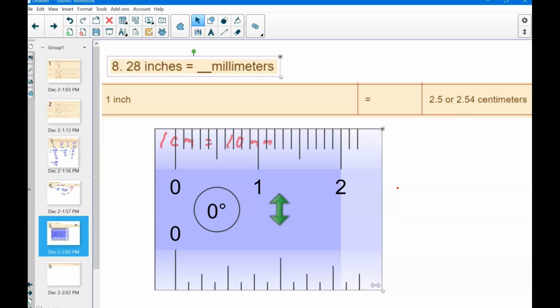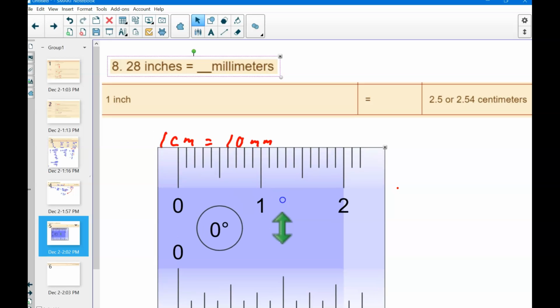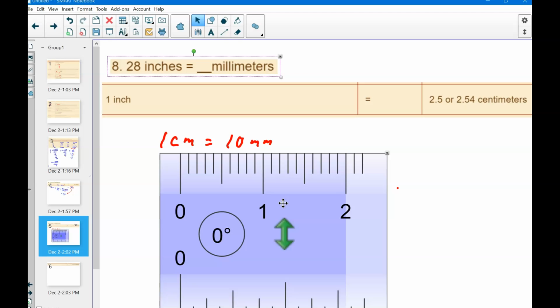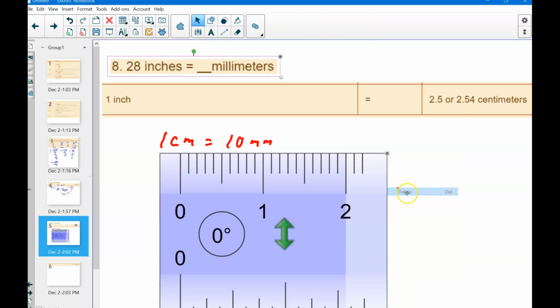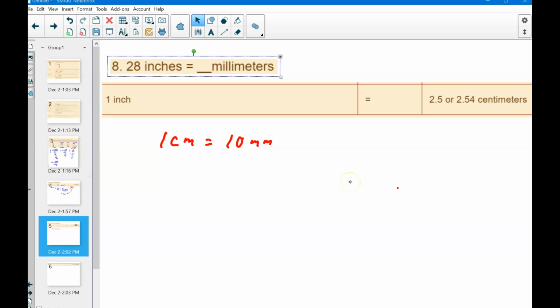On the top of this ruler, you can see we have centimeters. The bottom is inches. So you can see clearly now that we have 1, 2, 3, 4, 5, 6, 7, 8, 9, 10 millimeters in 1 centimeter. So now we got 2 conversion factors for 1 question.